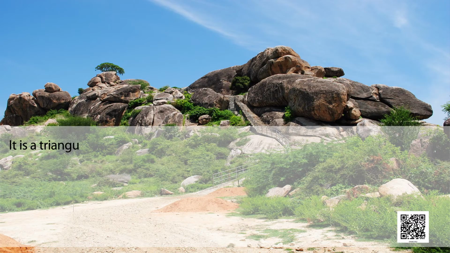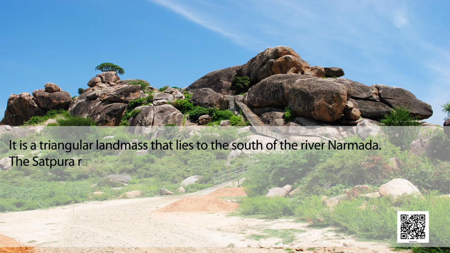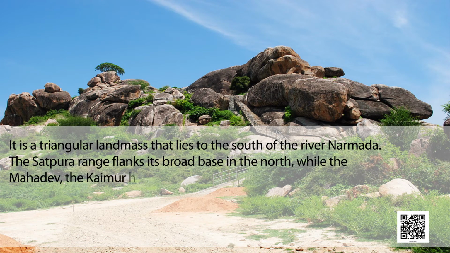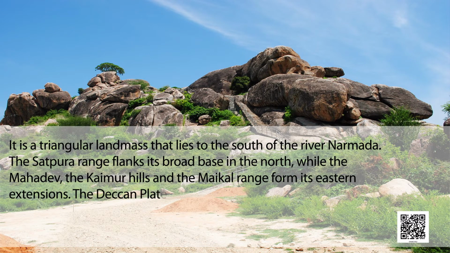Now let's talk about the Deccan Plateau. It is a triangular landmass that lies to the south of the river Narmada. The Satpura range flanks its broad base in the north, while the Mahadev, the Kamur Hills, and the Mekal range form its eastern extensions. The Deccan Plateau is higher in the west and slopes gently eastwards.